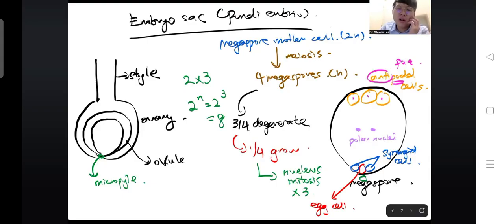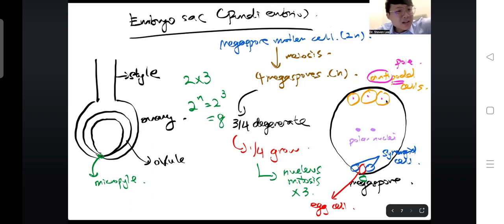Okay, do you watch football? You don't watch football? Okay? Even though this is not the same number of players, but at least remember, this is what we call the formation 3-2-3. So, you got 2 wingers, 1 striker, 2 midfielders, and 3 defenders. So the main striker is the egg cell. The 2 wingers are the synergid cells. The midfield are the polar nuclei, and the defenders are the antipodal cells.